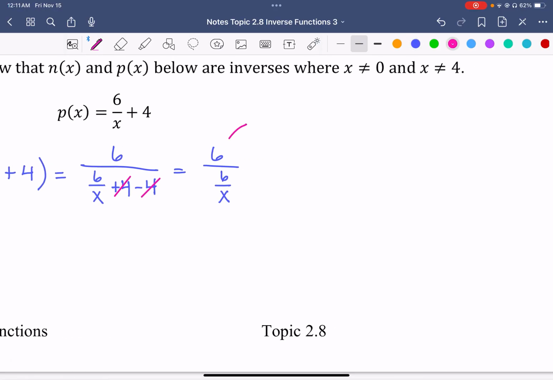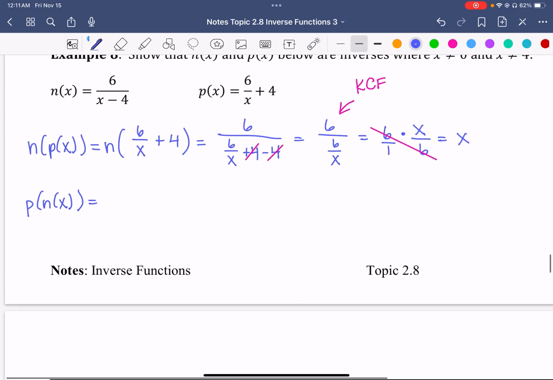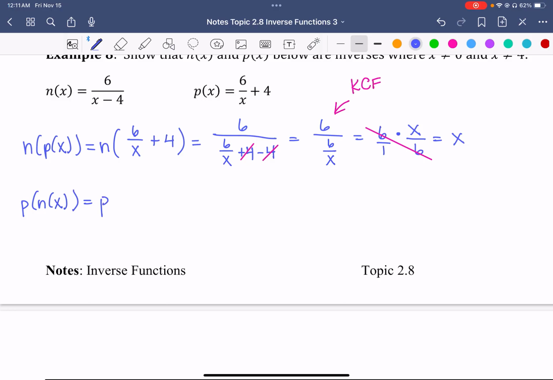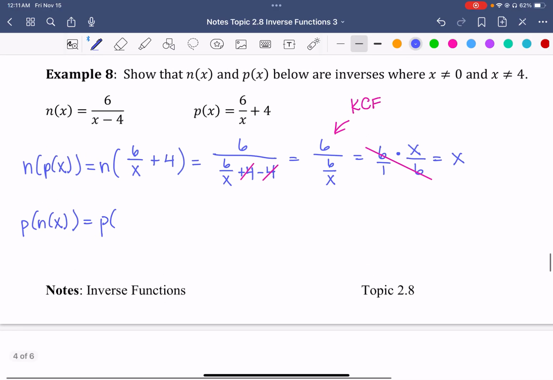To divide fractions, you're going to do keep, change, flip, which means that you're going to keep the numerator, you're going to change the sign to multiplication, and then you're going to flip the fraction in the bottom. And then you can see that these 6's cancel out. If you want to put this 6 over 1, you can. But either way, you're just left with x. Okay, so that one checks out. Now on this one, the second one, I'm going to write the equation of n of x inside the parentheses.